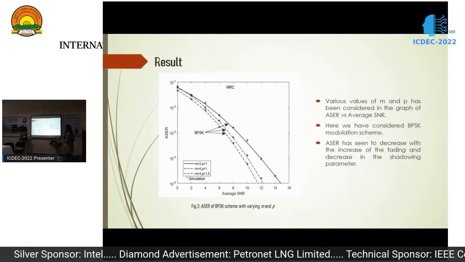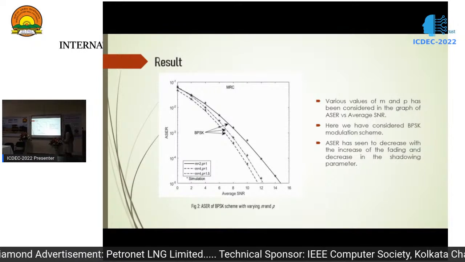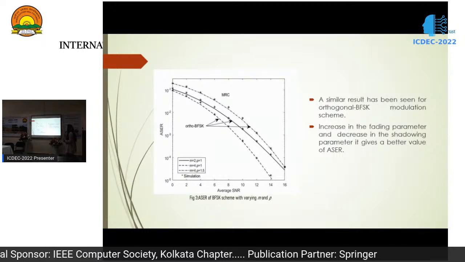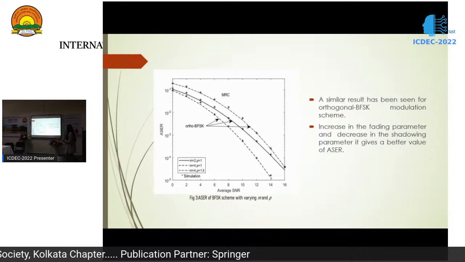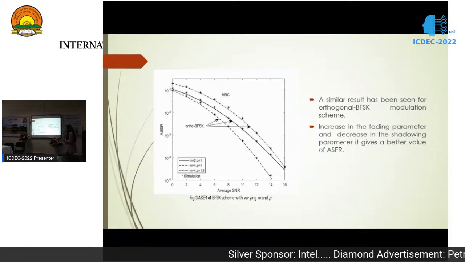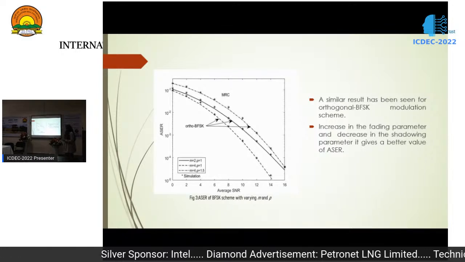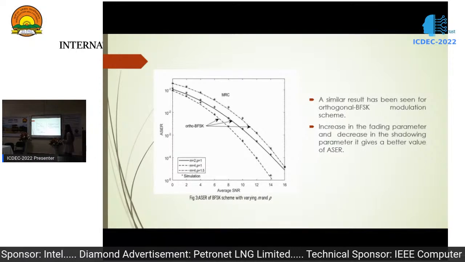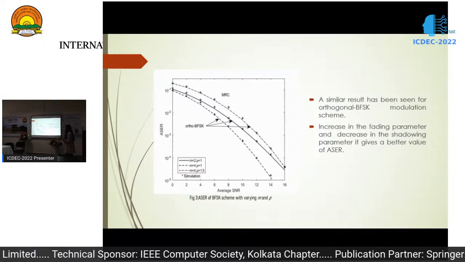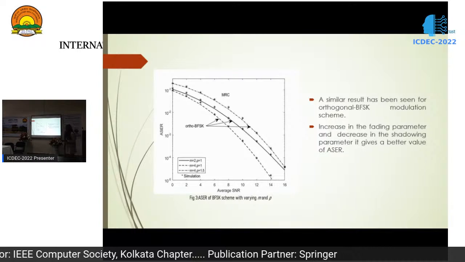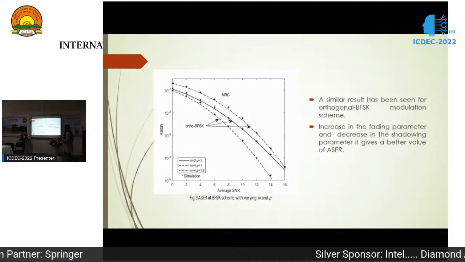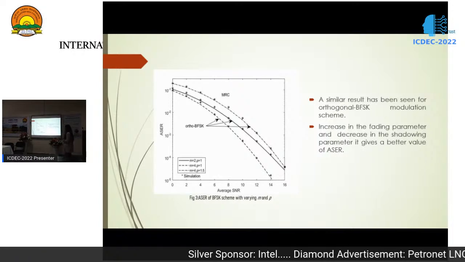Here we have considered one of the modulation schemes to be BPSK. If we compare it to another modulation scheme, BFSK, we also see that when we keep p constant and vary m, again for a high value of m, we get a lower value of ASER. Similarly, when we keep m constant and vary p, for a lower value of the shadowing parameter, we get a lower value of ASER. So from the system, we can see that increasing the fading parameter and decreasing the shadowing parameter gives us a better ASER, that is, minimum error. The average symbol error is minimized at a higher value of the fading parameter and a lower value of the shadowing parameter.